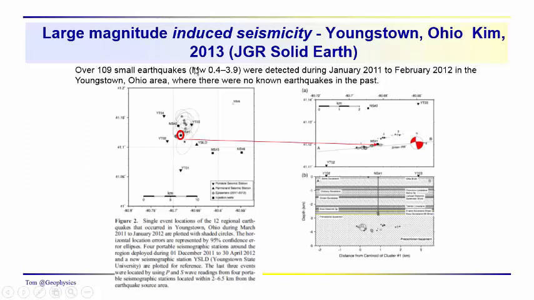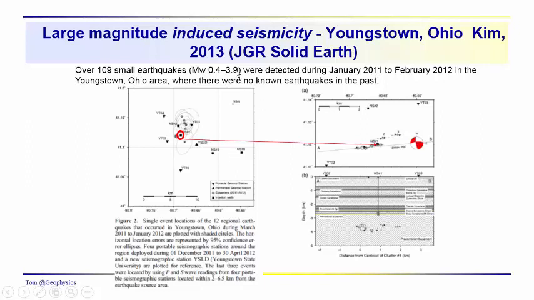So this is an example of another area where there is significant seismicity associated with wastewater disposal. This is in the Youngstown, Ohio area. There were 109 earthquakes in the range of 0.4 to 3.9 that were detected during about a 14-month period in Youngstown, Ohio. About 12 of these were large enough that they were recorded by the regional seismic network. A lot of the others were identified by a wavelet matching approach.